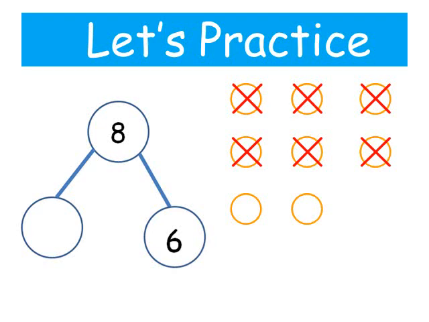I hope you said 2, because that is the missing number in our number bond. Good job. And when we write our equation, we are going to write 8 minus 6 equals 2.